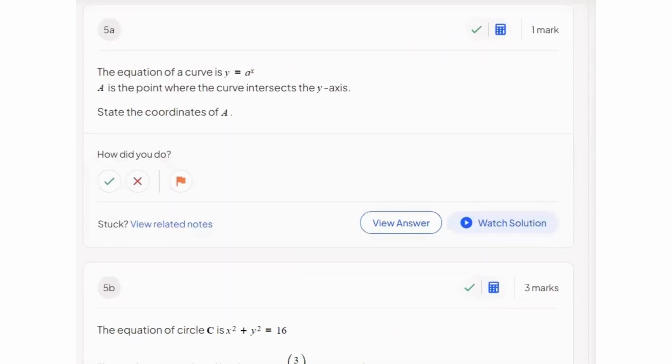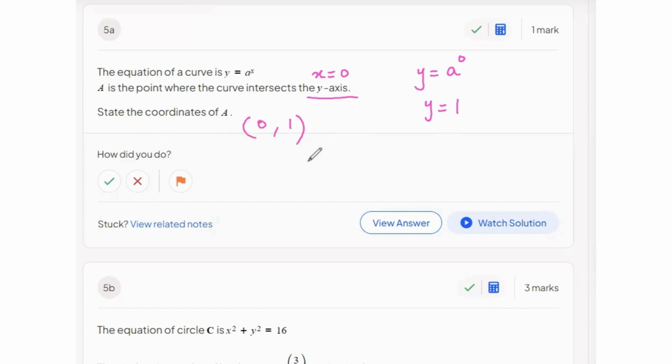Question 5 says the equation of a curve is y equals a to the power of x. A is the point on the curve where the curve intersects the y-axis. State the coordinates of A. So if A is the point where the curve intersects the y-axis, that means x is going to be 0. So if x is 0, y is going to be a to the power of 0, and anything to the power of 0 is equal to 1. So your coordinates of A are going to be (0, 1).